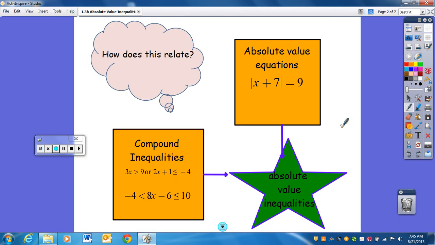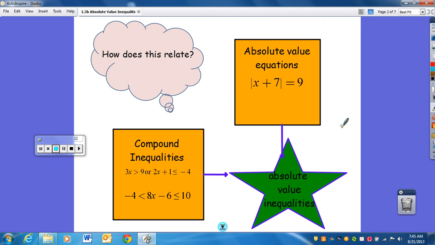So we want to take a look at how this relates to yesterday when we did our absolute value equations. Well, first of all, when we did our absolute value equations, there were two solutions, and that will also be true today when we have inequalities: there are going to be two solutions.